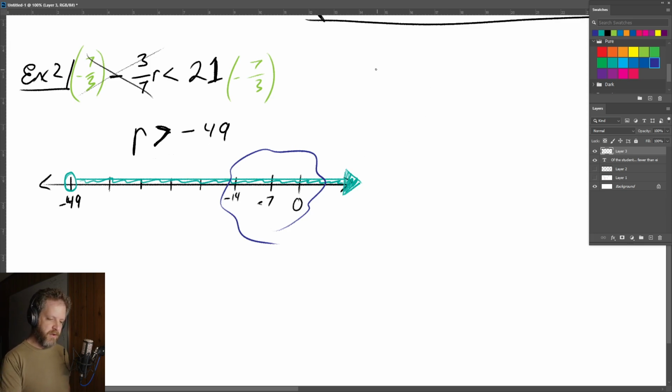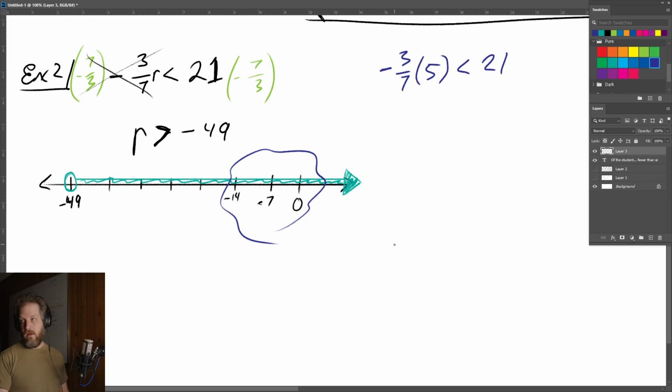Sure. So negative 3, 5 is definitely in our set for sure. So that's fine. Either way. So negative 3/7 times 5 should be less than 21. So what is negative 3/7 times 5?